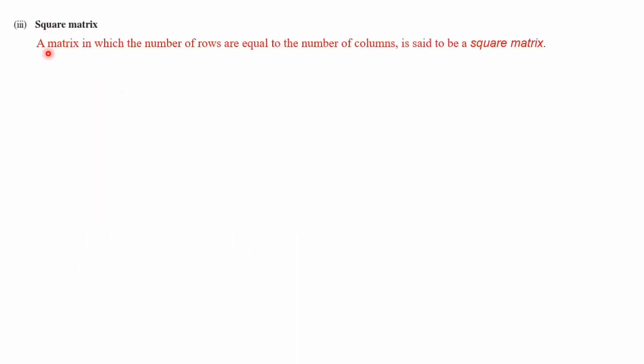Third one, it is a square matrix. A matrix in which the number of rows are equal to the number of columns is said to be a square matrix. In a matrix, if the number of rows and number of columns are equal, then we can say that it is a square matrix.